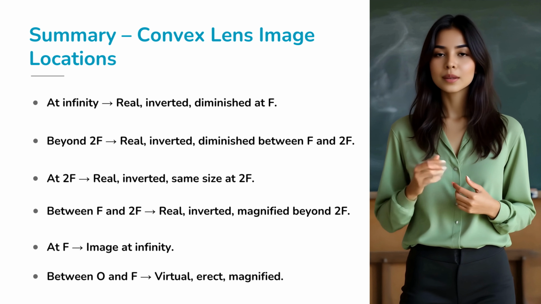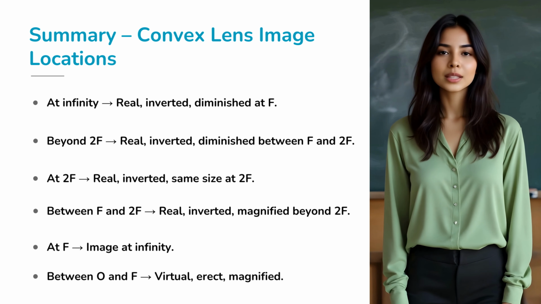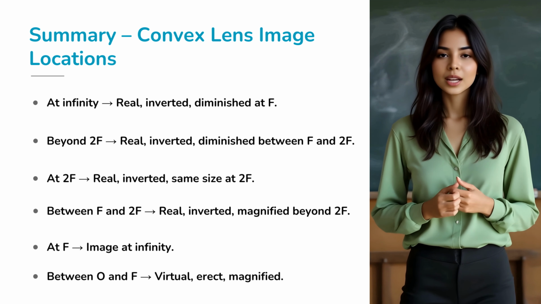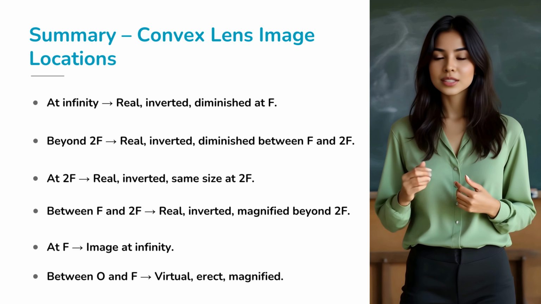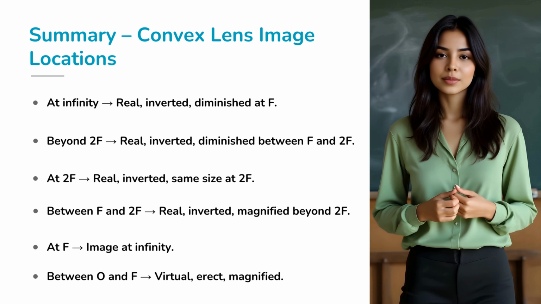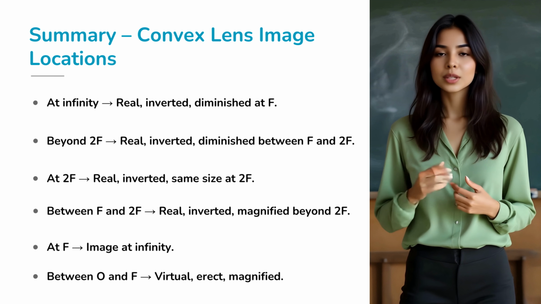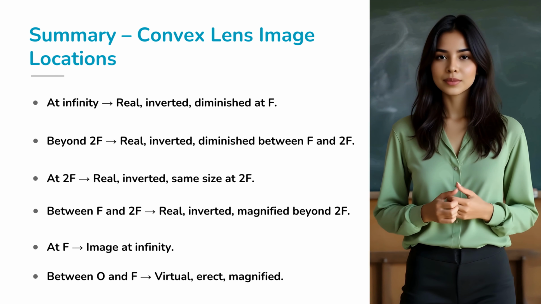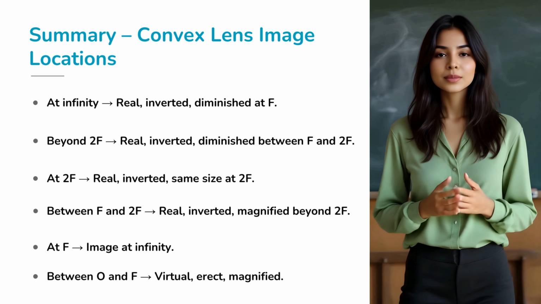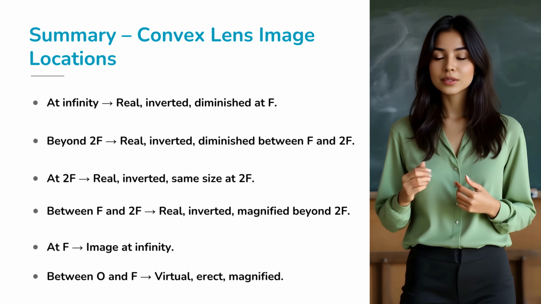Case 1. Object at infinity. The rays come in parallel and meet at the focus. The image is real, inverted, and highly diminished. Just like the tiny bright spot of the sun's image you can project with a lens. Case 2. Object beyond 2f. The image forms between f and 2f. It's real, inverted, and smaller than the object. This is how cameras shrink tall buildings into a neat photograph.